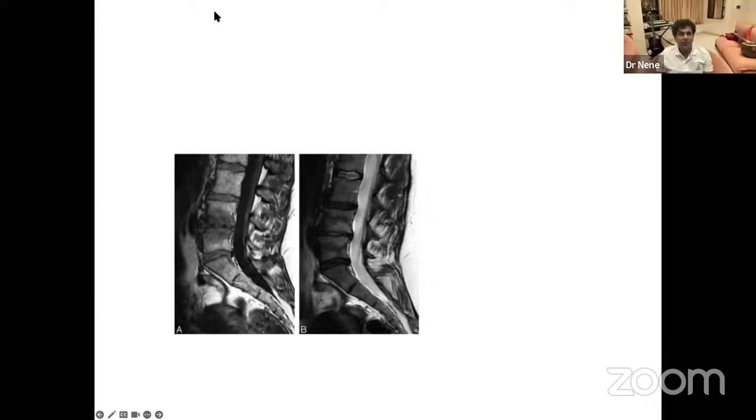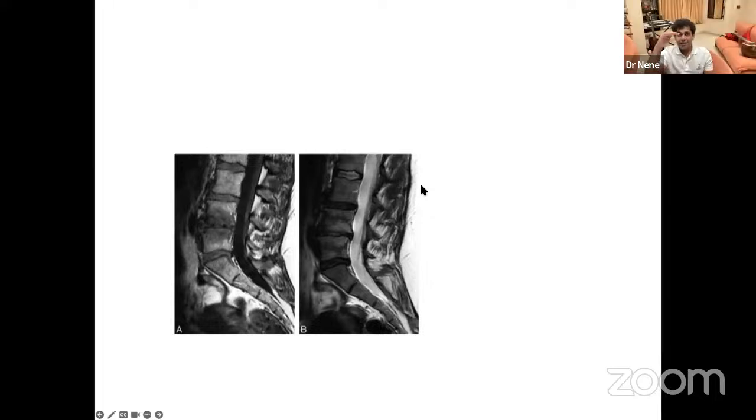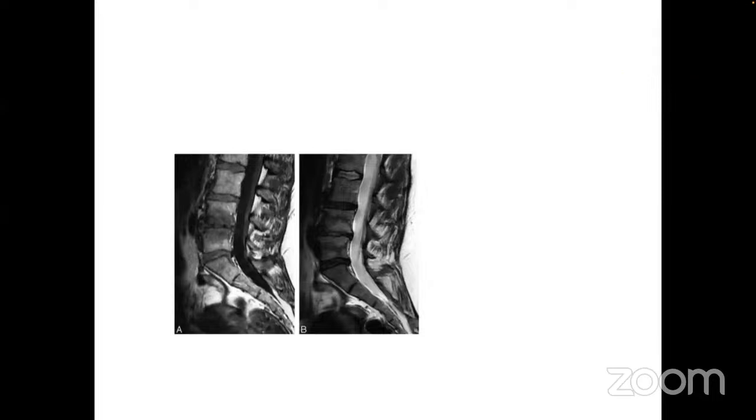T2 does not show any. Why is this not infection? Confirmed. Who answered? Modic change. Maybe infection. Both the end plates are edematous. So your first DD is Modic change, second DD is infection, correct? Yes, sir. So how will you differentiate?